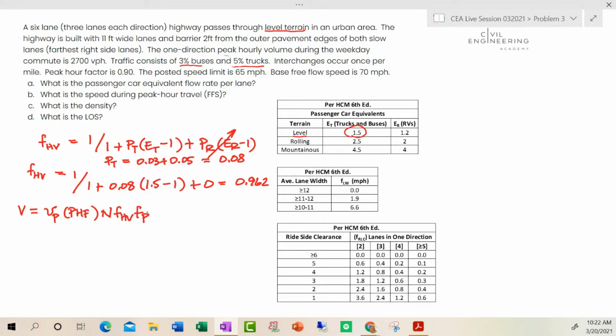Okay. And for this first part of the problem, we're trying to find the passenger car equivalent flow rate per lane. And that is the same as our V sub P, which is our demand flow rate per lane, this value here. So we need to solve for that. We can do that pretty easily. I won't go through all of the iterations on how to rearrange this. I'm assuming you know algebra. So that's the peak hour factor times the number of lanes times the heavy vehicle factor times the population factor. Okay, so let's figure out what those are.